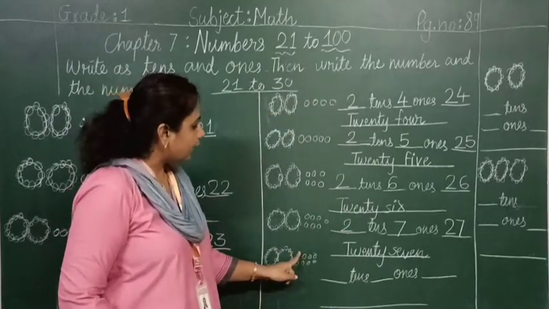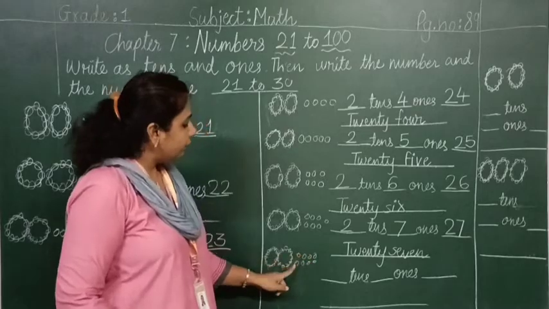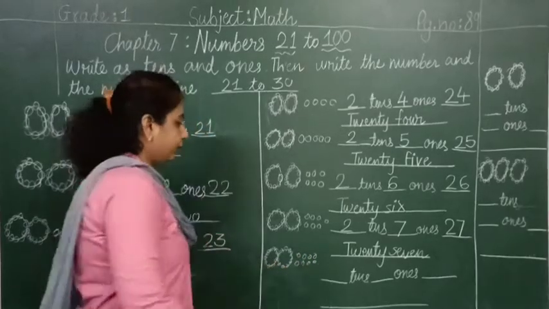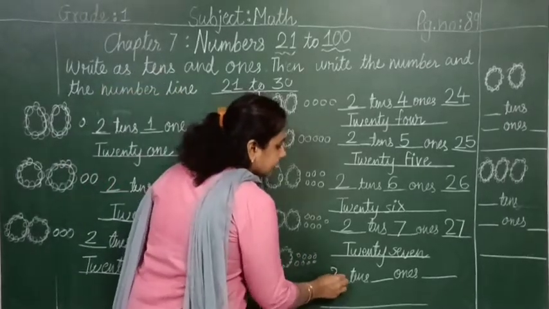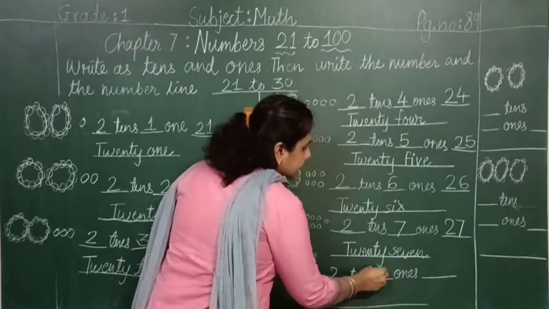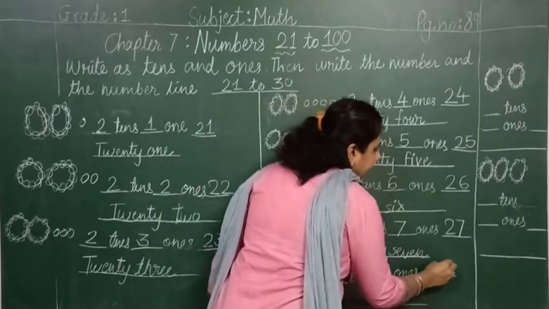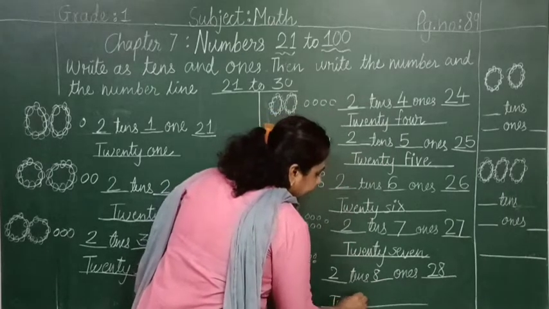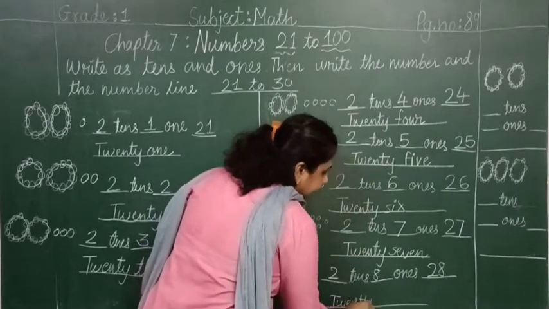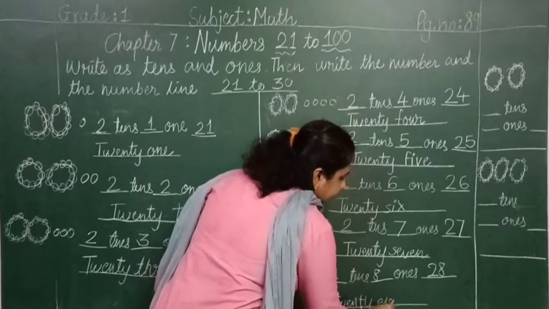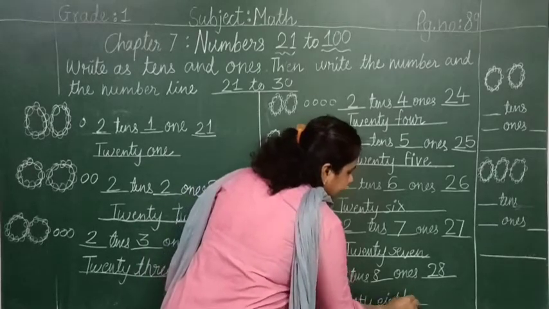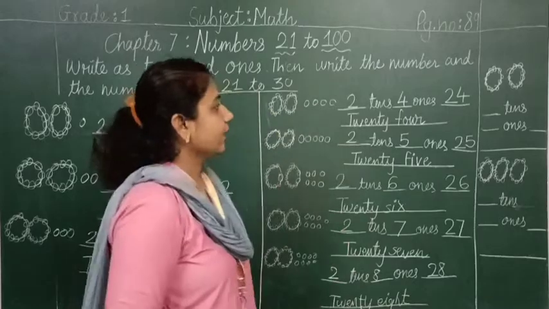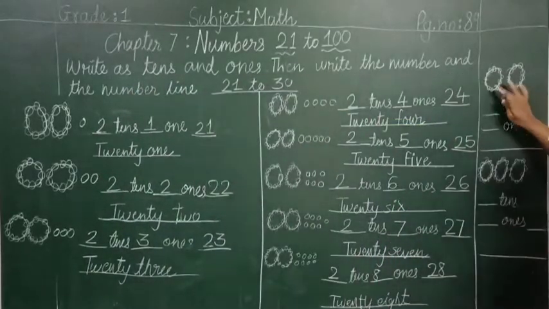After that, 2 tens. How many ones? 1, 2, 3, 4, 5, 6, 7, 8. 2 tens, 8 ones. It means 28. T-W-E-N-T-Y, 20, E-I-G-H-T, 8. 28.